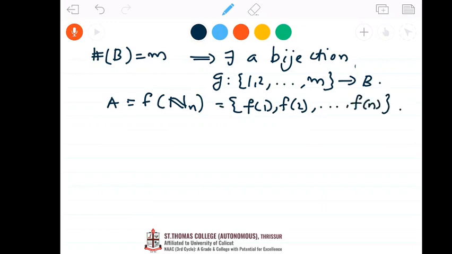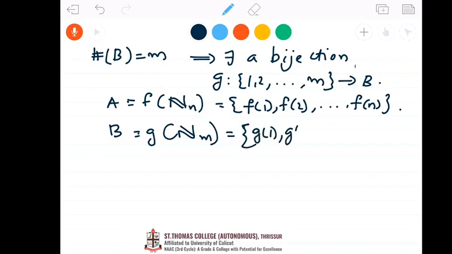Similarly, we have a bijection g from 1, 2, 3, etc. up to m to B. So I can write B as g of the set 1 to m, so that I can express B as g of 1, g of 2, etc., g of m. Okay.